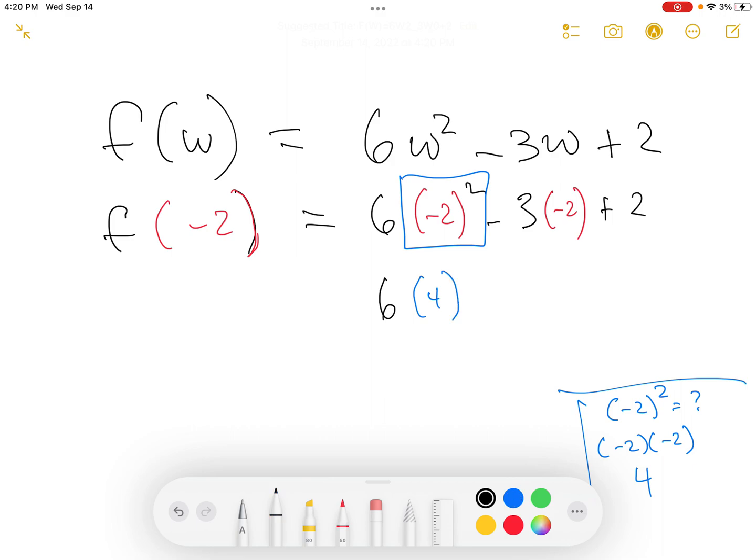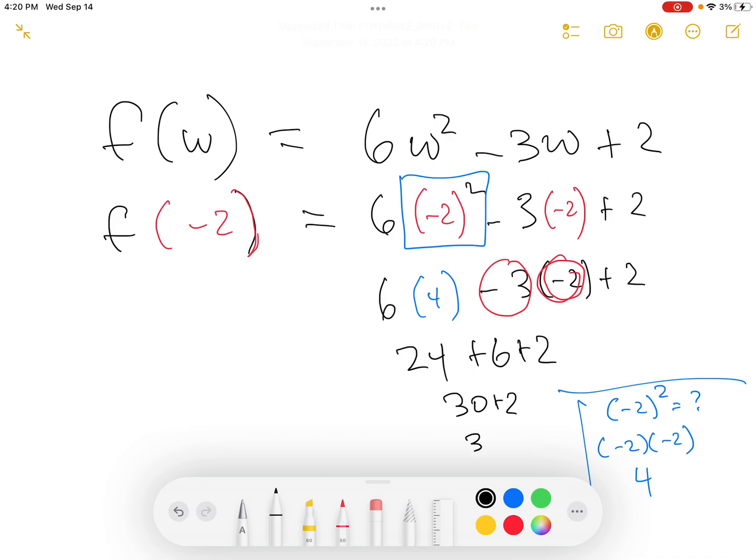And now let's just write everything else the same. Don't be afraid, guys, to write a lot of steps on these and just do one little thing during each step. 6 times 4 is 24. Right here, let's think of this as a -3 times a -2. -3 times a -2 is going to give me a +6. 24 plus 6 is 30. 30 plus 2 is 32. So break it down one little step at a time. It should kind of funnel down to give you the right answer at the bottom.